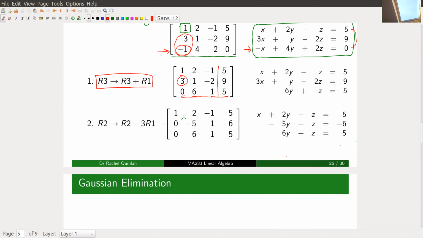So to get rid of this 3, we must ask ourselves, okay, what do I have to add or subtract from 3 to get 0? The answer is I have to add minus 3. So I should add minus 3 times row 1 to row 2, and that would become the new row 2. And that's what this notation means.